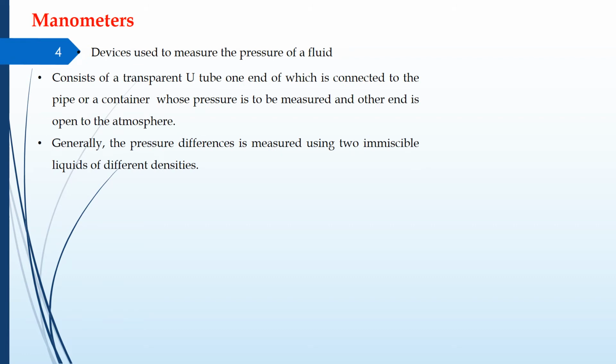So the most important part of pressure measurement is your manometers. These are the devices which are used to measure the difference in pressure, and basically these are one of the pressure measuring devices. We have different types of pressure measuring devices, but we will be discussing the manometers here only. These devices consist of a U-tube shaped tube, one end of which is connected to the pipe whose pressure is to be measured, and the other end is open to the atmosphere.